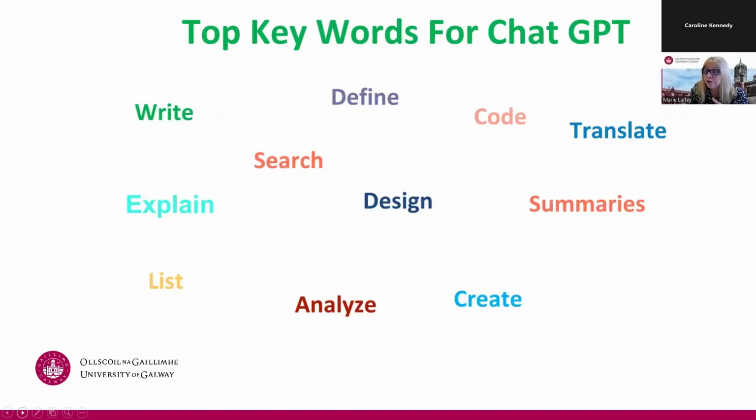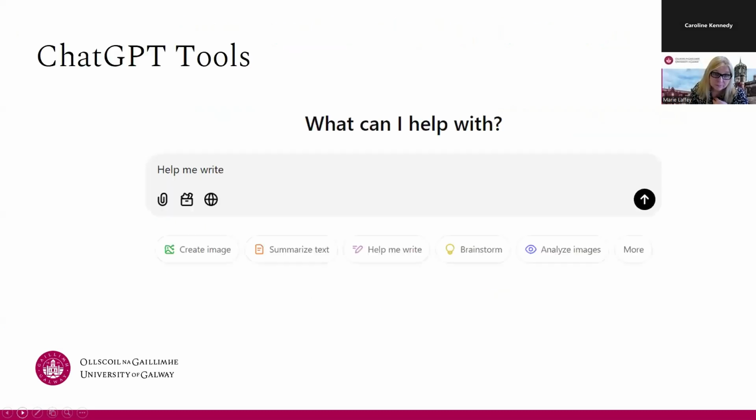These are just common words: translate, create, design, summarize, list, explain. Just common active words that you want to use as part of that prompting sentence. So I've put this in terms of ChatGPT tools.